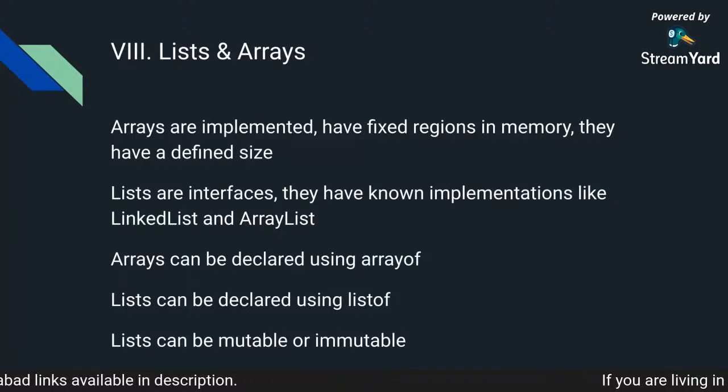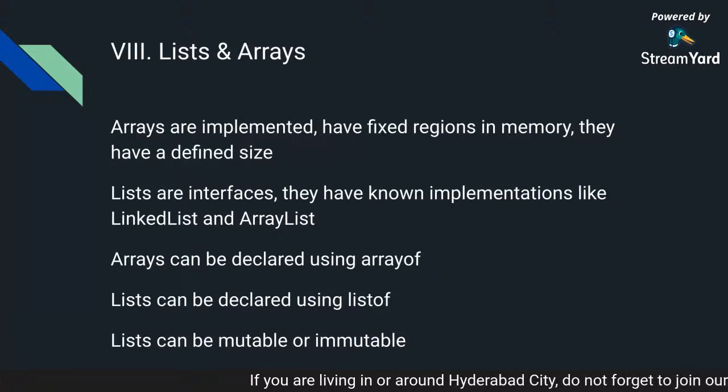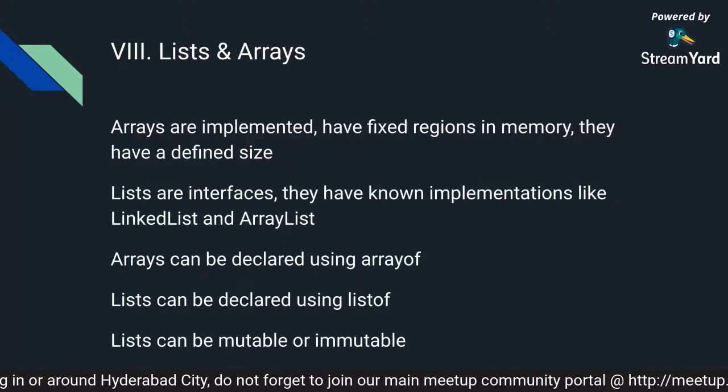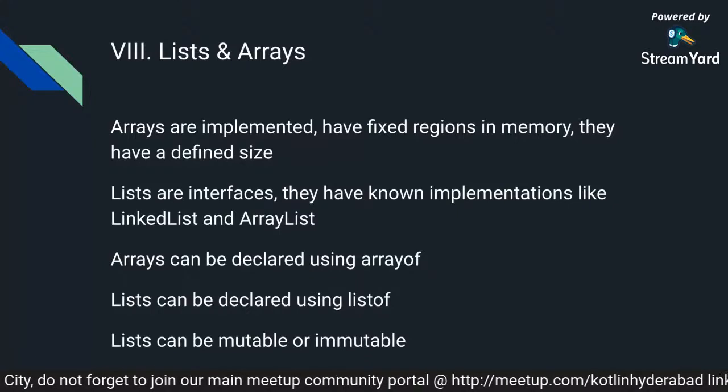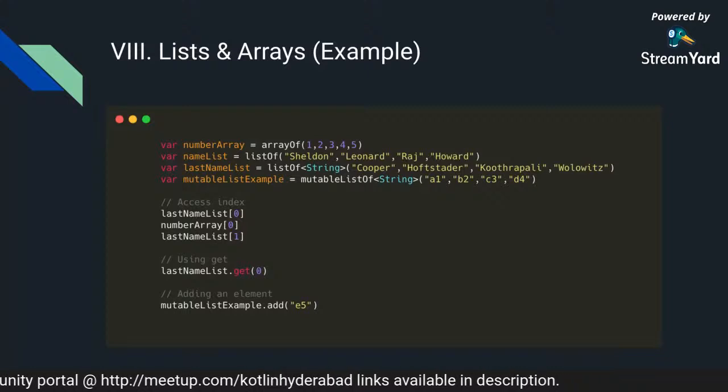Okay, so what do I mean by mutability and immutability? Mutable means you can change the elements inside the list. Immutable means you cannot do that. So that's what mutability and immutability mean in short, where we are concerned with lists. So let's take a look at an example.